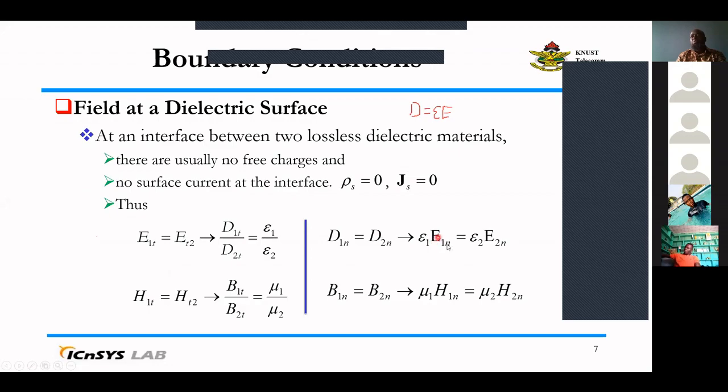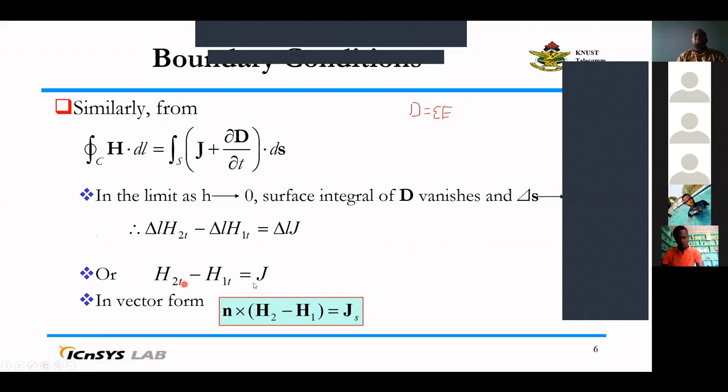And as I said, D is epsilon E. So epsilon 1 E1n, the normal component of the electric field intensity, must be equal to the normal component of the electric field intensity in medium 2 times epsilon 2. Again, if the two media are the same, then E1 and E2 will be the same. But if it's an interface between two media, then of course they are different media, and therefore this is the case that stands for the two media. So D1t divided by D2t, the tangential component of the electric flux density in medium 1 and 2, will be equal to epsilon 1 divided by epsilon 2. And this is the case for the normal component also.